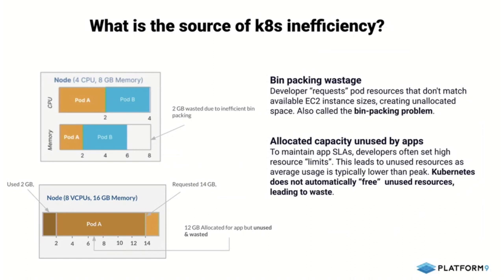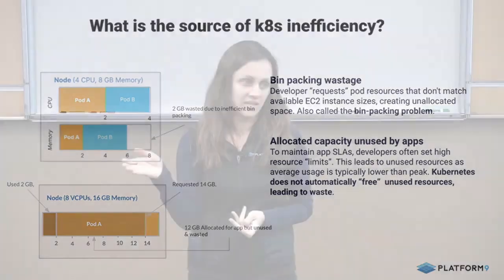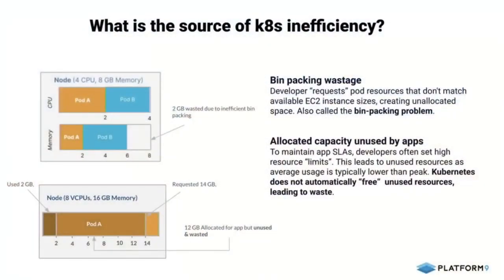What that is: my app needs 10 GB of memory. The best EC2 instance I can find has 12 GB of memory. Those 2 GB, no other app is going to use them. It's always going to go to waste. That's just one simple example of bin packing wastage. So that's the first bucket, and it's surprising just how much of the wastage across what we've seen actually falls in that bin packing wastage bucket.